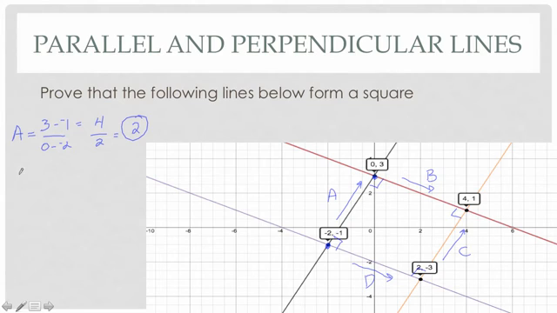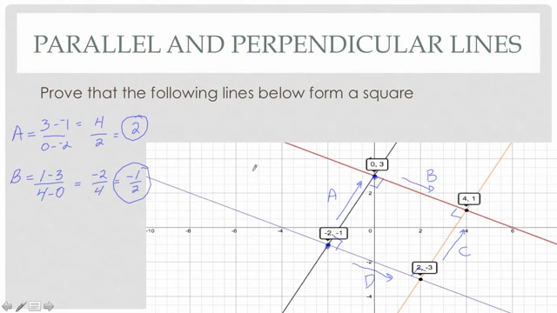Now let's do B using those 2 points. So I'm going to do 1 minus 3, subtracting my y values. Then I'm going to do 4 minus 0, subtracting my x values. And we get -2 over 4, which is -1/2.